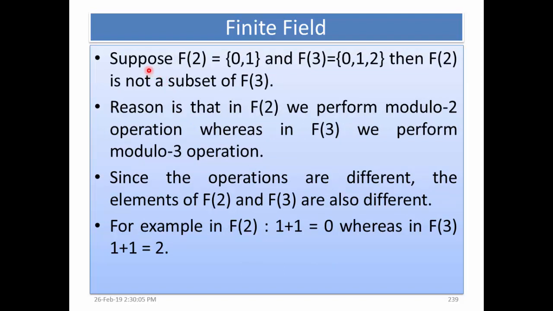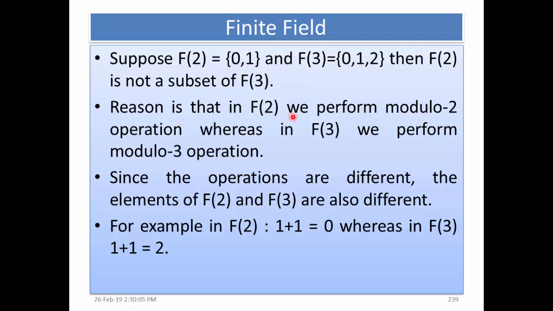Now suppose that F2 is equal to {0, 1} and F3 is equal to {0, 1, 2}. Then F2 is not a subset of F3. Although if you look at the elements of F2 and F3, it seems that F2 is a subset of F3 because 0 and 1 are common in both the sets. But this is not true in finite field.